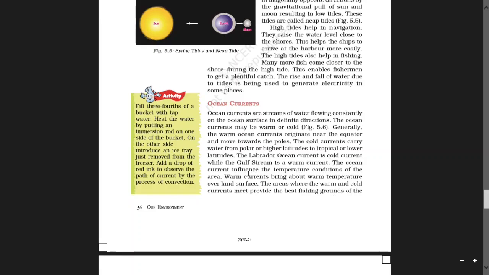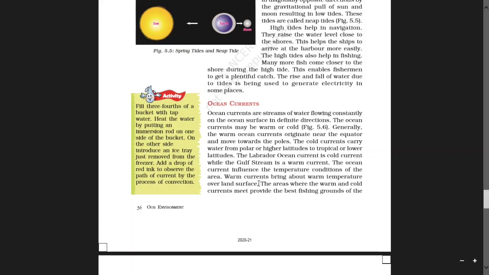The ocean current influences the temperature conditions of the area. Ocean currents affect the temperature conditions of the area. Warm currents bring about warm temperature over the land surface.